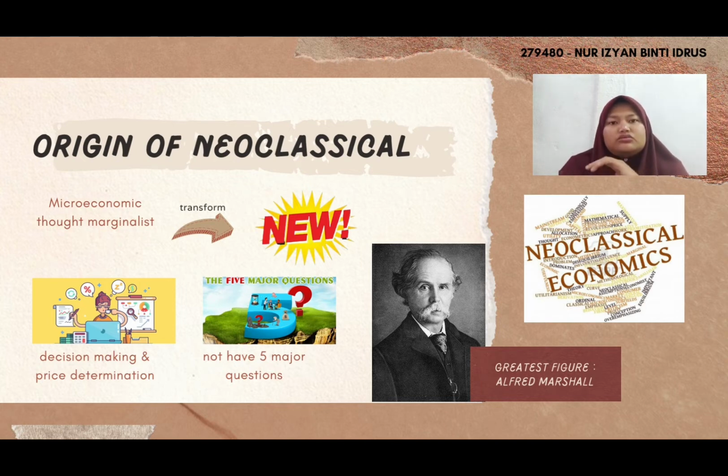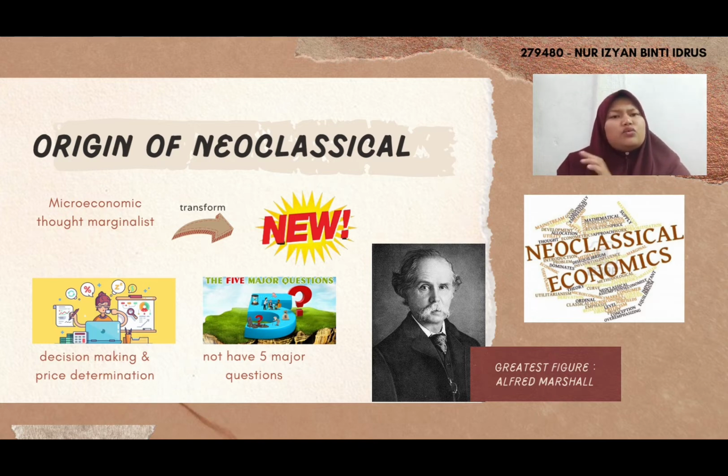My matric number is 279480. Today I would like to present about topic 5, Neoclassical School. The origin of Neoclassical School: the microeconomic thought of the marginalists was transformed into Neoclassical. Neo means new economics. The Neoclassical economists were marginalists in the crucial sense that they emphasized decision making and price determination at the margin.